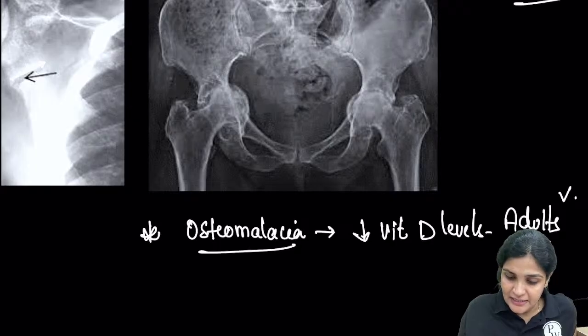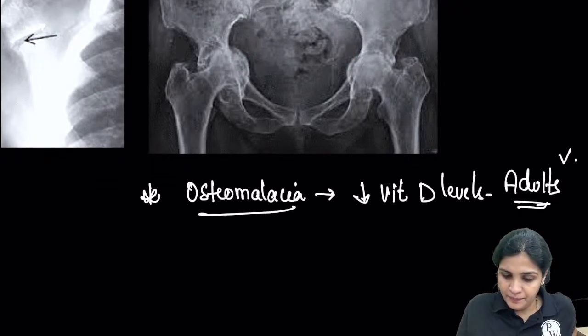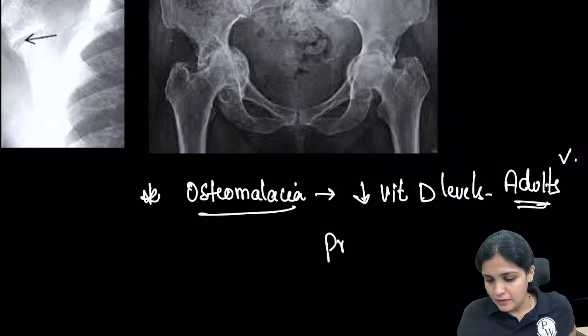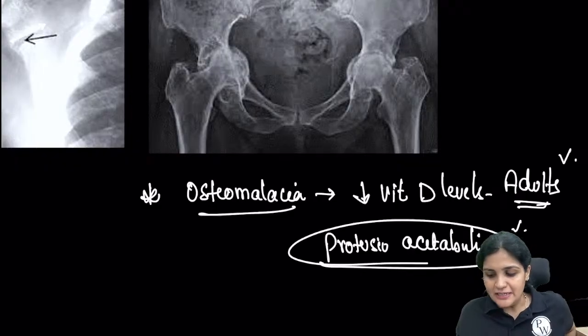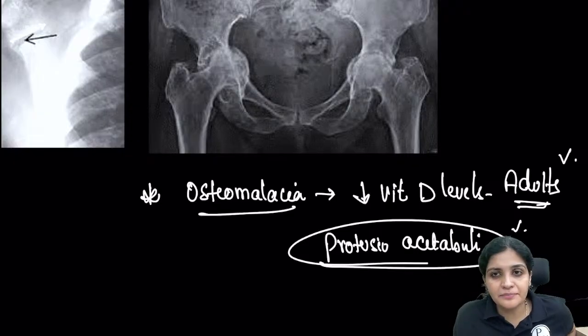And what is this? This is important. This is asked in the exam. This is called protrusio acetabuli. Yes, this is protrusio acetabuli, usually seen in case of your osteomalacia. Okay.